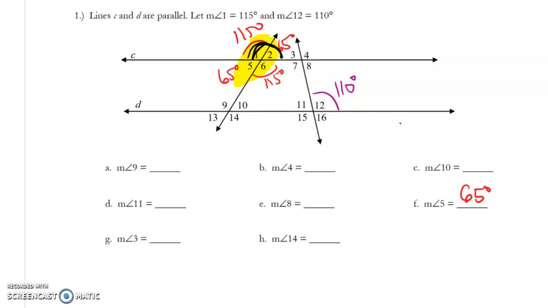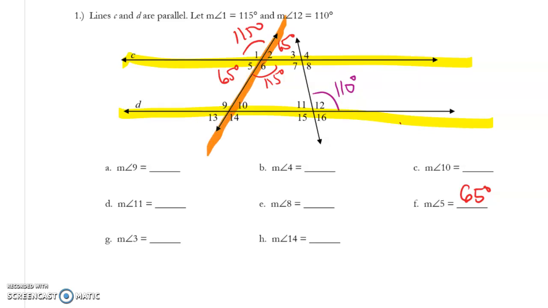Looking at my picture, I'm going to erase a little bit of stuff here. If I focus in on my parallel lines, as well as this transversal, I can then use my corresponding angle to say that angle 2 and angle 10 are corresponding. So angle 10 is also 65 degrees, which makes angle 13 65 degrees as well.